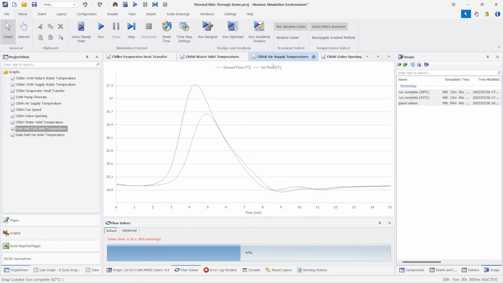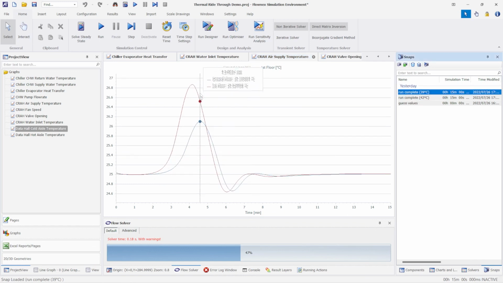On the air side, we see air supply temps of 27.3 at a 42 degree ambient, and when it's a bit cooler, those air supply temps are closer to about 26.8. So you can see how different ambient conditions can affect the final air supply temps, and how it's possible using a thermal ride-through simulation in Flownex to actually work out what that final air temperature is likely to be based on those different ambient conditions.